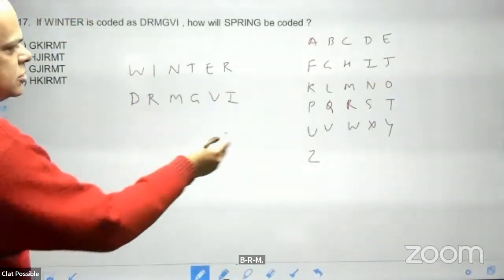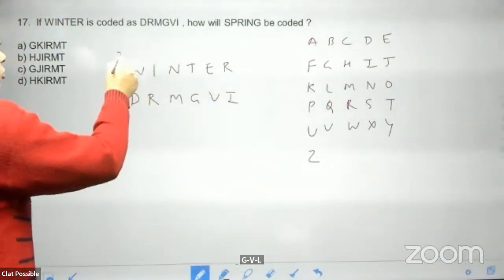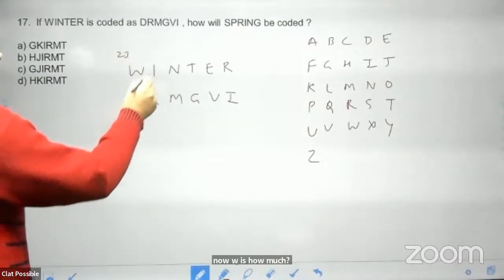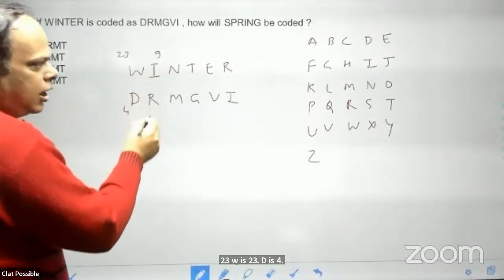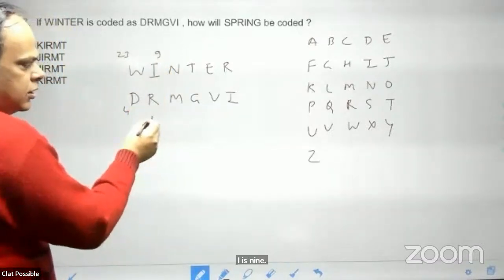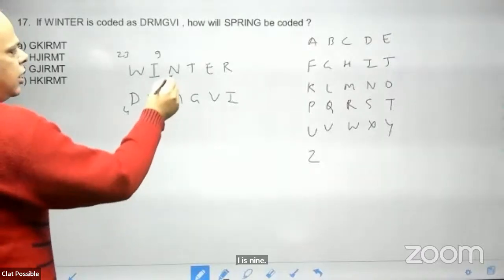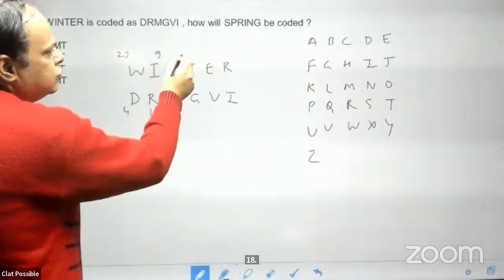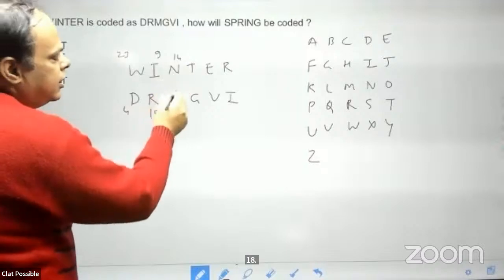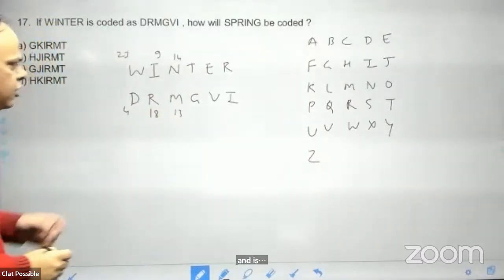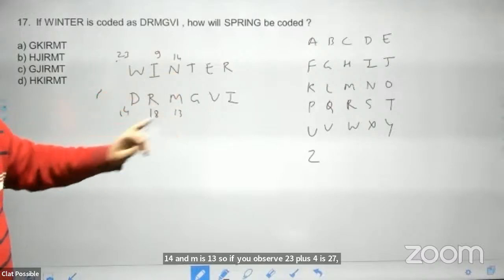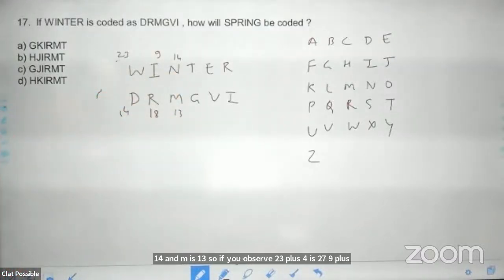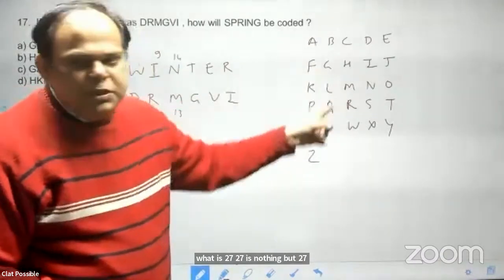Now W is how much? W is 23. D is 4. I is 9. And R is 18. N is 14. And M is 13. So if you observe, 23 plus 4 is 27, 9 plus 18 is 27, 14 plus 13 is 27. What is 27? 27 is nothing but the total number of alphabets plus 1.